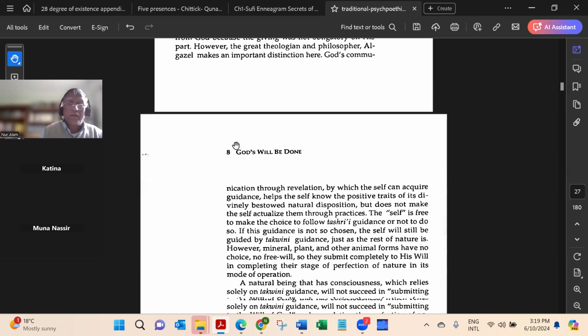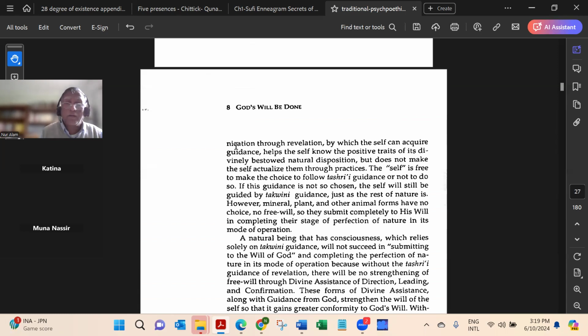It was about when the individual, the person, doesn't follow the tashri'i, the self is free to make the choice to follow the guidance or not to. If the person doesn't choose the tashri'i guidance, the self would still be guided by takwini guidance, just as the rest of nature is. But is there a consequence to this, like choosing not to follow the tashri'i guidance? Does the self fall back into a more negative mode of operation?